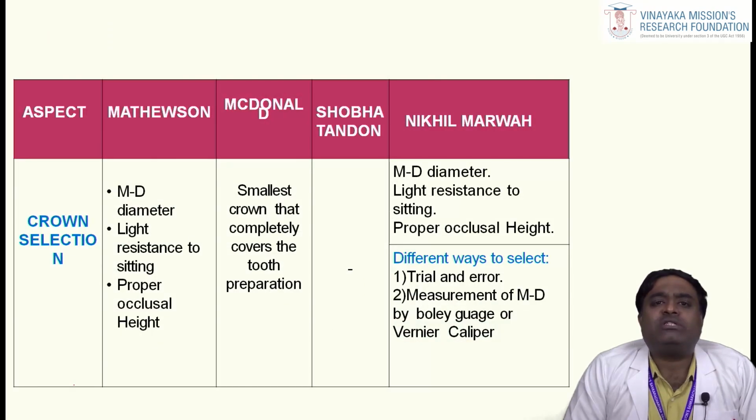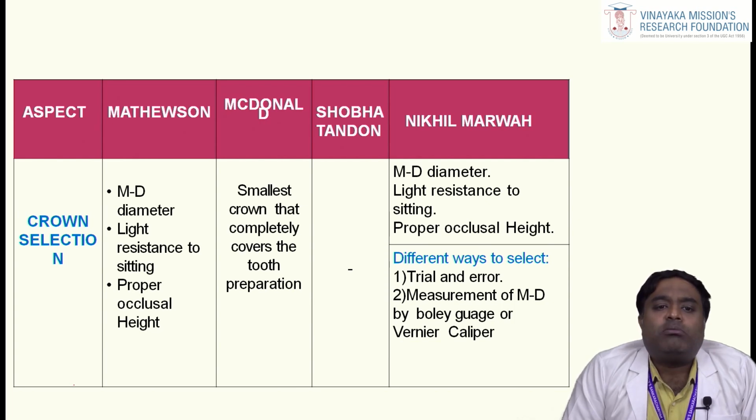So next, coming to the crown selection. According to Nikhil Mawa, we check the mesiodistal diameter first, then later check the occlusal height of the crown. The different ways to select the crown are, first, the trial and error method, and second, measurement of the mesiodistal width by Boley's gauge or vernier calipers.